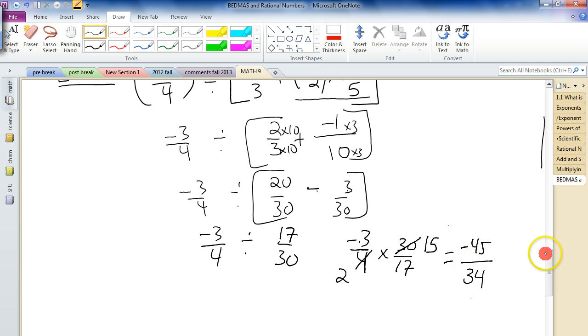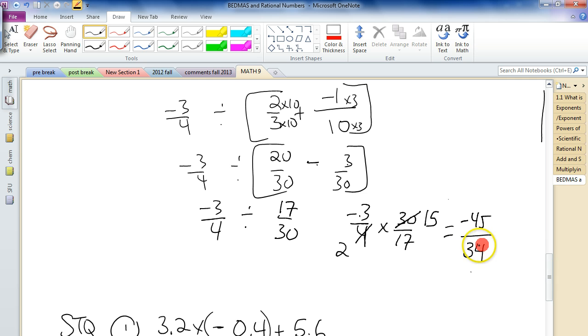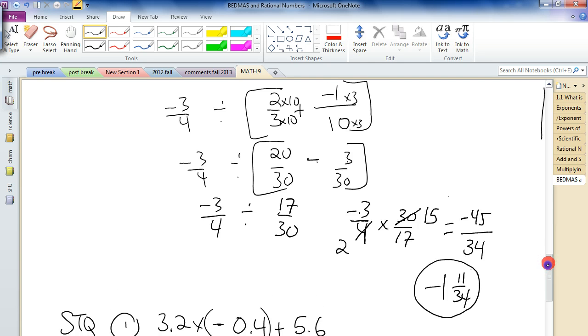That's an improper fraction. We're going to have to change that around. 34 goes in there once with 11 left over 34. Don't forget, it's negative, so the 1 gets that. And the answer is negative 1 and 11/34.